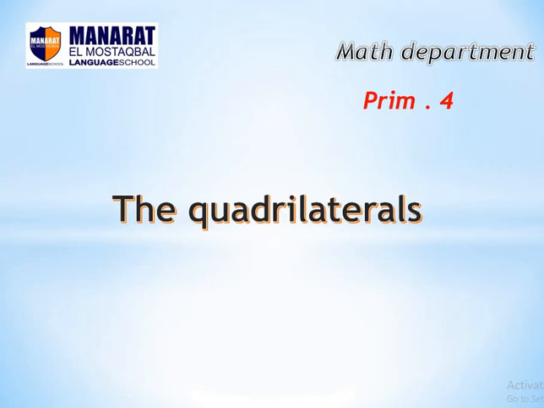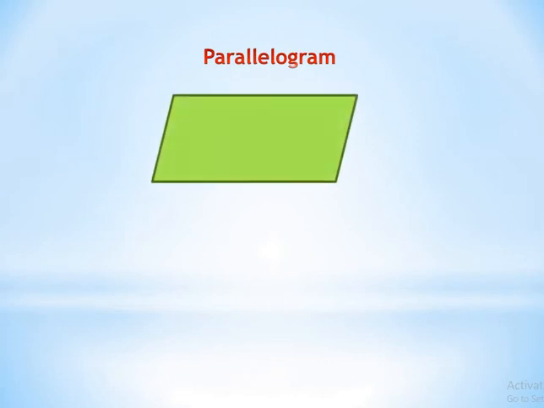Let's see some examples of the quadrilaterals. First, parallelogram. Do you know the shape of a parallelogram? It's like this shape. We know that it has 4 sides, 4 angles, and 4 vertices. Let's see the properties of the parallelogram.